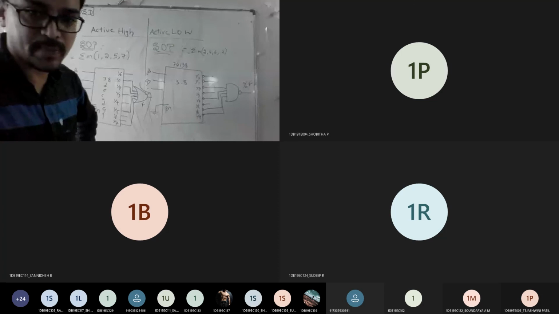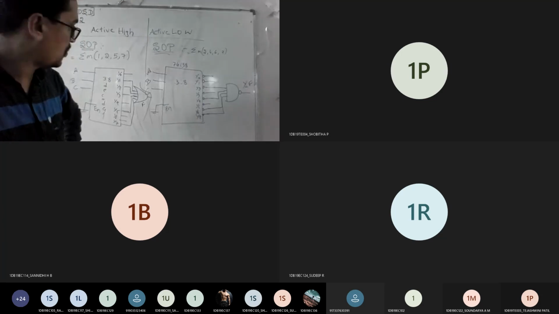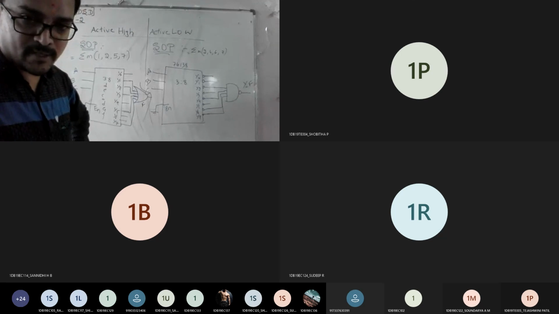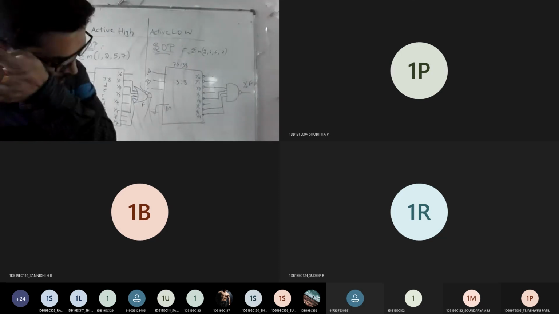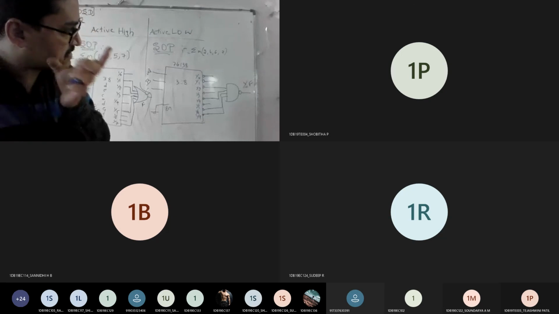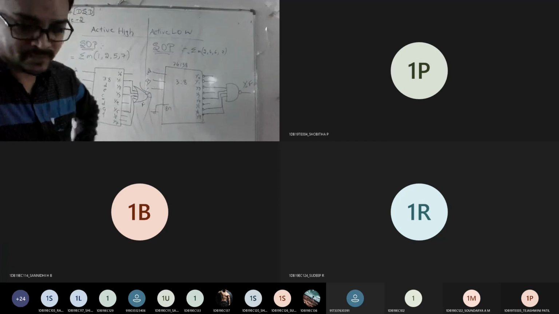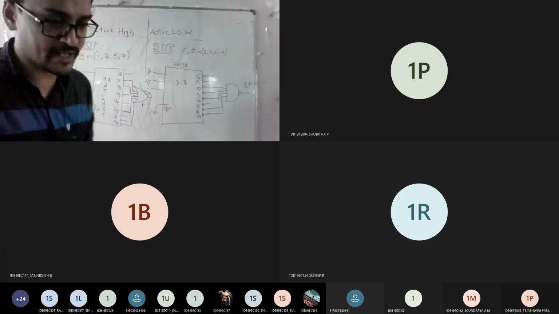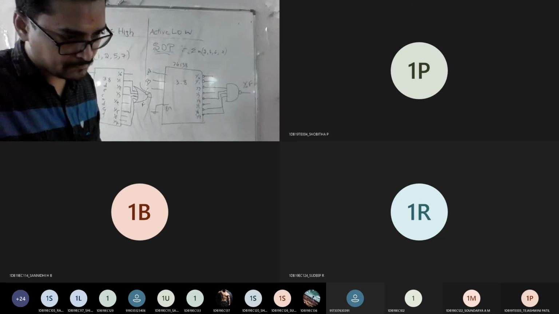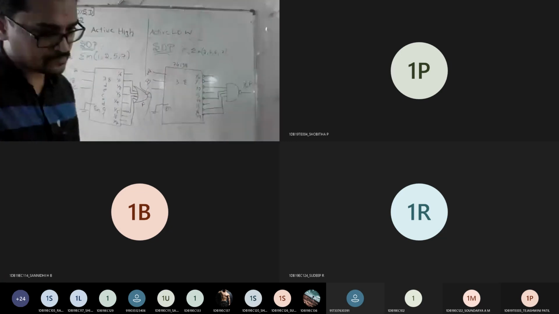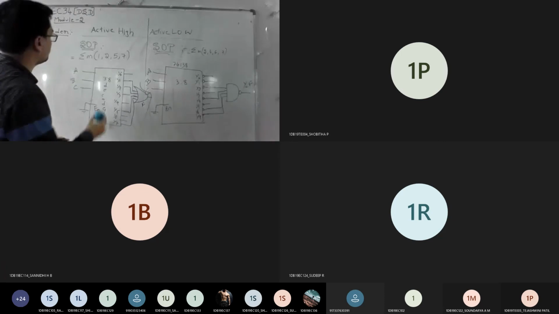Same logic with respect to POS form. So just have a mindset. SOP active high, what should you have? SOP active low, what should be there for implementation? Shall I erase? Shall I move to the next one now, everyone? Yes, sir. Okay. See, same concept.